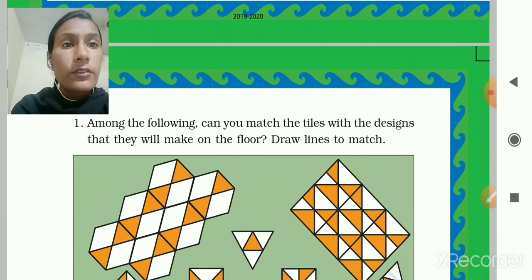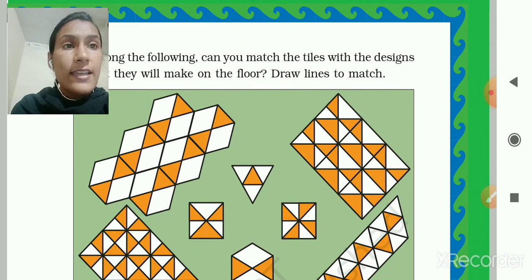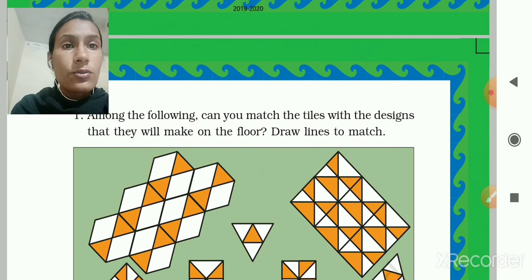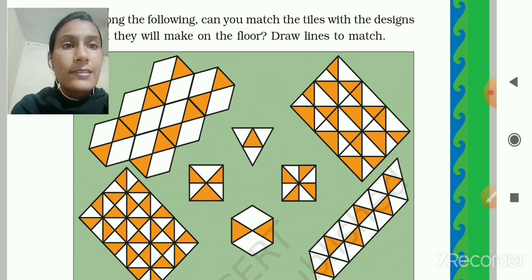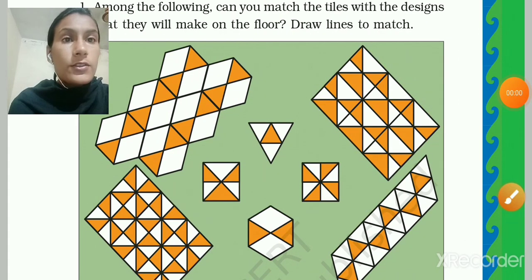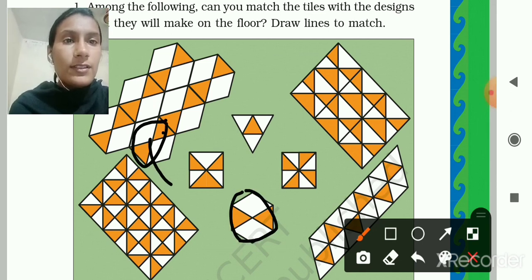Then among the following, can you match the tiles with the designs that they will make on the floor? Draw lines to match. Here you can see these tile designs, so you have to match them with the tiles. For this first design, which tiles will come? You can see these designs and these designs. So these tiles will come.